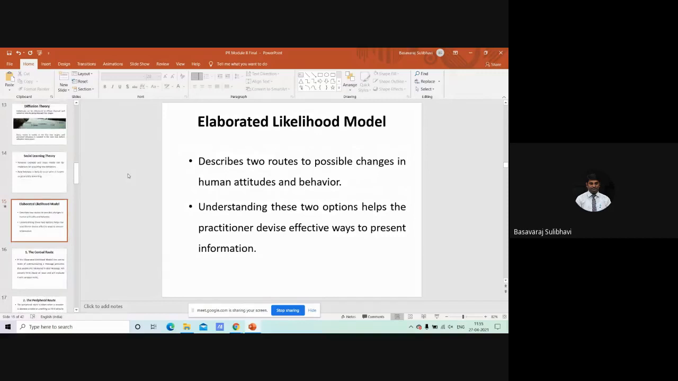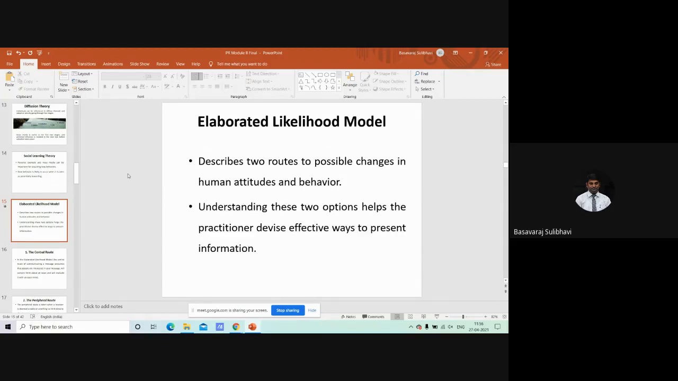Next we have the elaboration likelihood model. This model depends on two types of routes. If people can expect changes in human attitudes and behavior, the possible and probable changes in attitudes and behavior are going to be described by two types of routes. How those two routes help you, we'll discuss in the next slides.